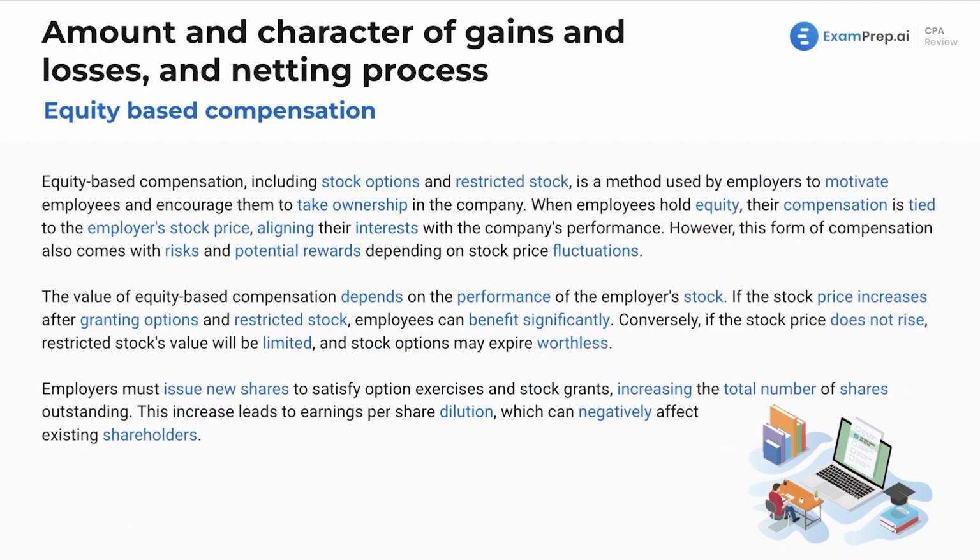All right. Well, first off, we just dealt with all the different types of stock option plans. But overall, in general, let's talk about equity-based compensation. This encompasses everything we just saw on our previous slides, and it includes stock options and restricted stock. These are methods used by employers to motivate employees and encourage them to take ownership in the company.